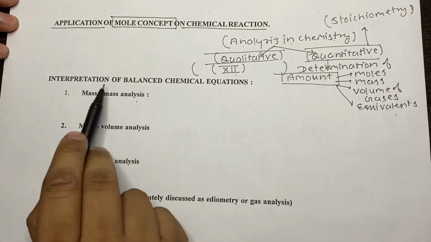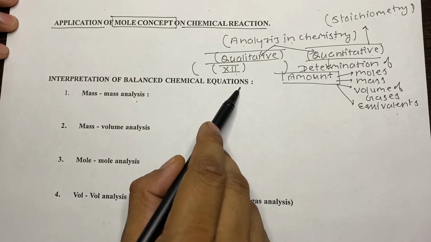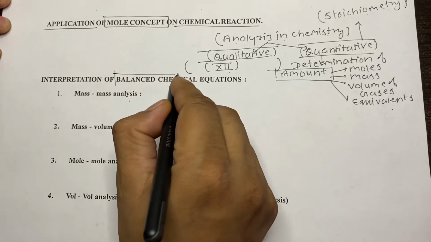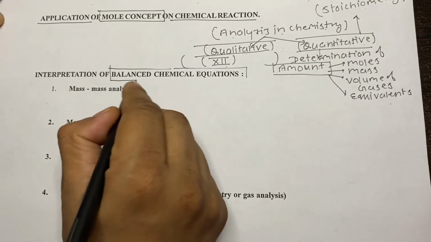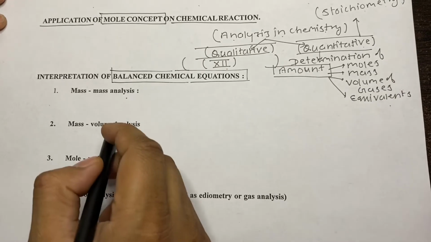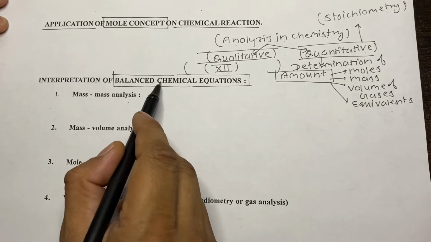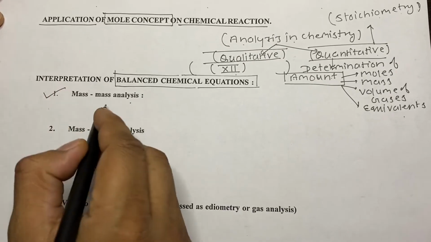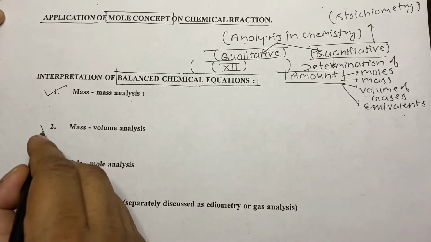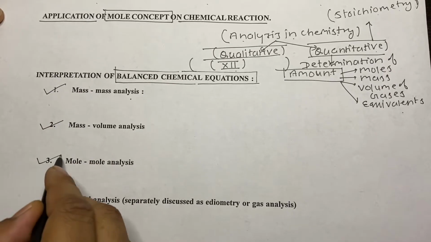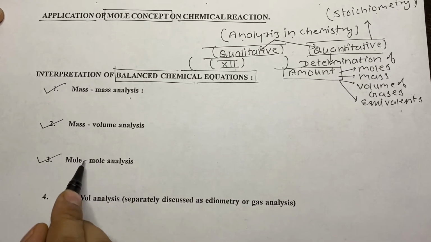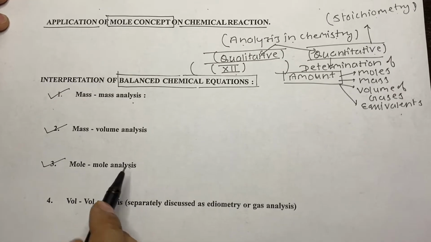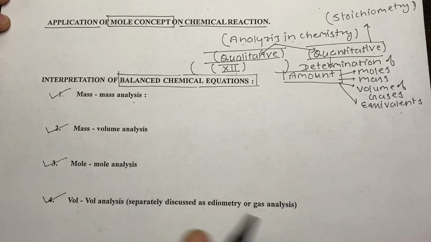So how can we interpret a balanced chemical equation? The first requirement is that the chemical reaction which is to be dealt with should be balanced. Then we can take the analyses involved in dealing with the balanced chemical equation. The first one is mass analysis, the second is mass volume analysis, the third is mole analysis, which is very important and advisable for dealing with problems of mole concept, and the fourth one is volume analysis.